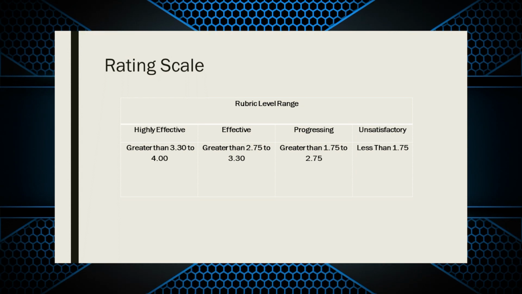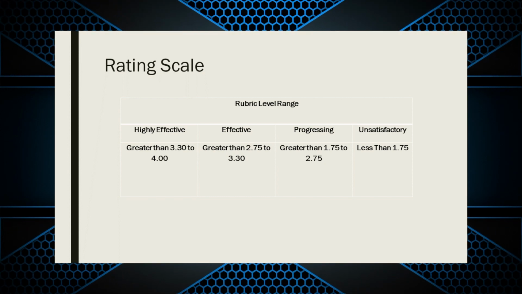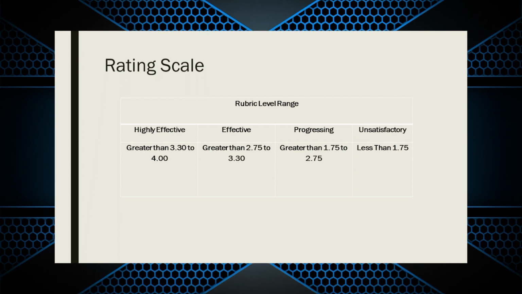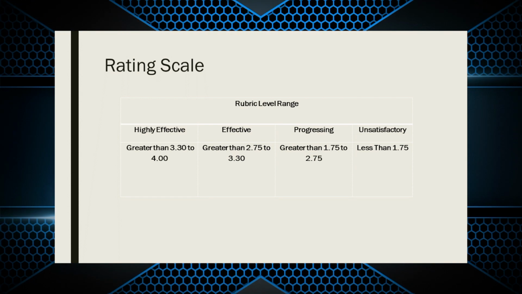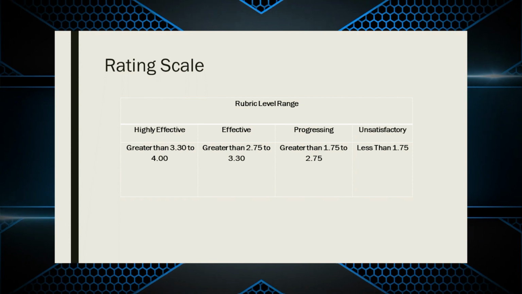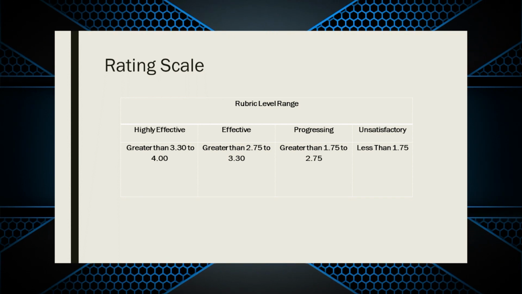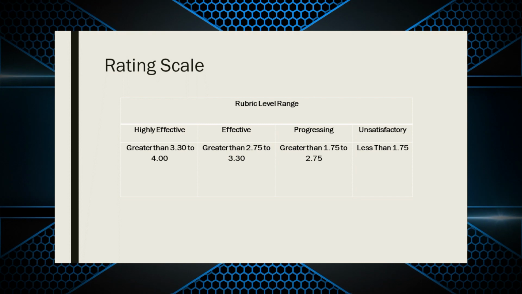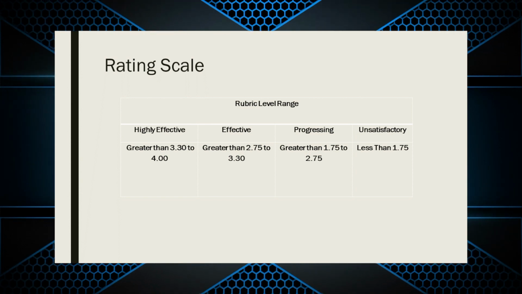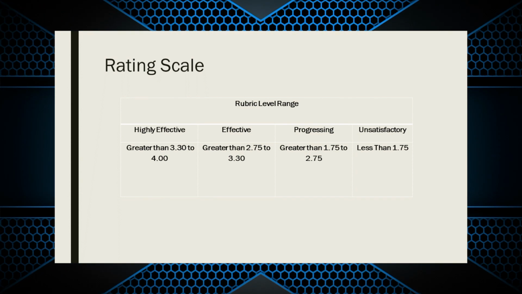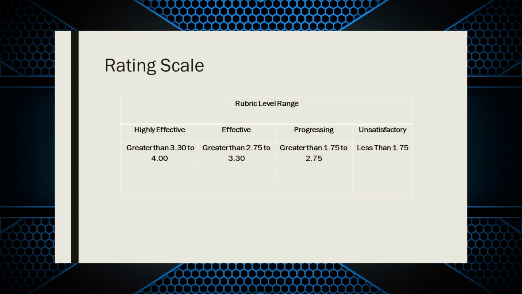This is not a change. However, I want to remind you that last year we had a rating range change. We altered the ranges of all of our ratings so that we had a more equally spaced range for those ratings. If you look at the chart that is pictured here, you can see highly effective is anything greater than 3.3 to the maximum of 4. Effective is anything greater than 2.75 to the maximum of 3.3. Progressing is anything greater than 1.75 to the maximum of 2.75. And unsatisfactory is anything less than 1.75.